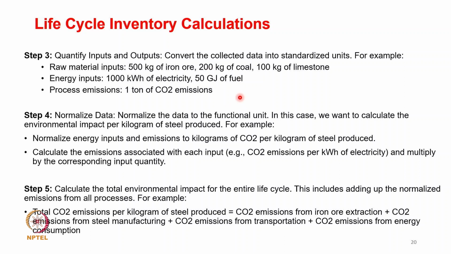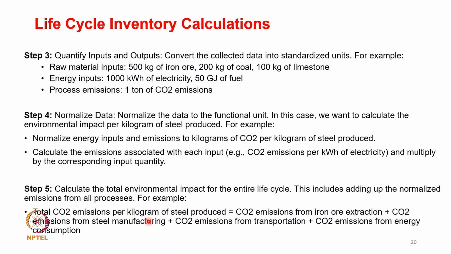Then the next step is to normalize the data. The normalization is necessary. We need to normalize the data to the functional unit. In this case, we want to calculate the environmental impact per kilogram of steel produced. For example, normalize the energy input and emissions to kilograms of CO2 per kilogram of steel produced. Calculate the emissions associated with each input, such as CO2 emissions per kilowatt hour of electricity, and multiply by the corresponding process quantity. And finally, calculate the environmental impact of the entire cycle. This includes adding up the normalized emissions from all the processes.